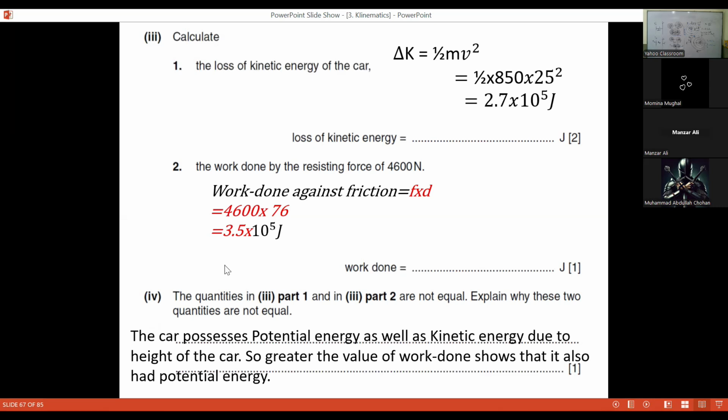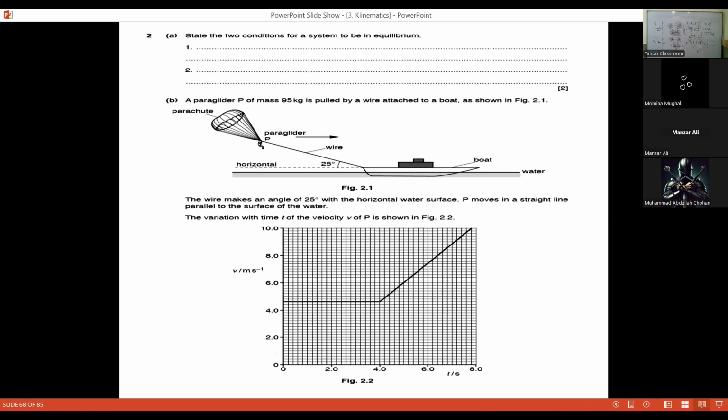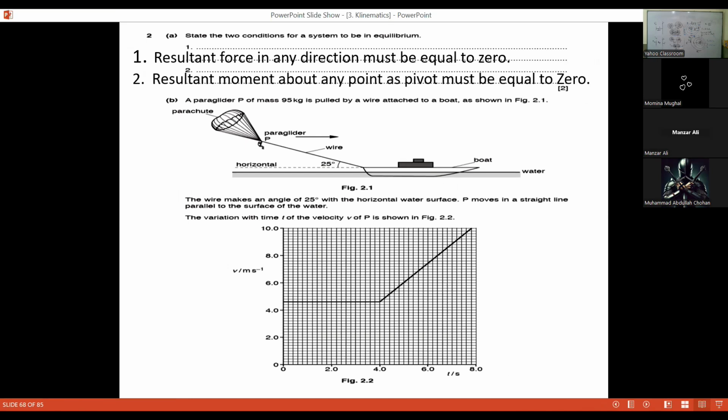Okay, one more question. Let's see. Now they have asked us about the conditions of equilibrium. ये अभी हम next chapter में भी करेंगे. But remember, whenever an object is in equilibrium, the resultant force acting in any direction must be equal to 0. This is the first condition. And the second condition is that resultant moment about any point as pivot must be equal to 0 as well. So both conditions must be satisfied if the object is in equilibrium. Not only resultant force, resultant moment should also be equal to 0 about any point as pivot.